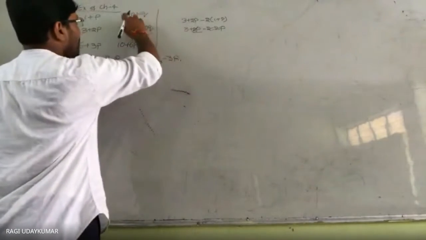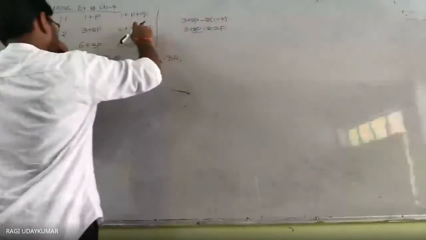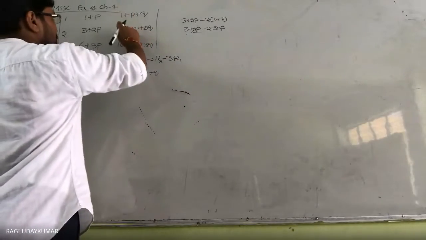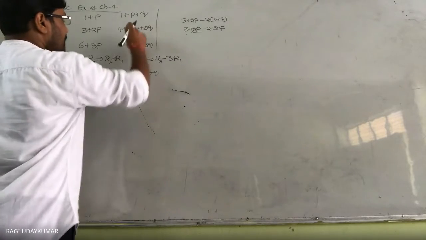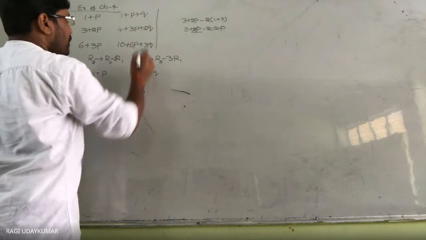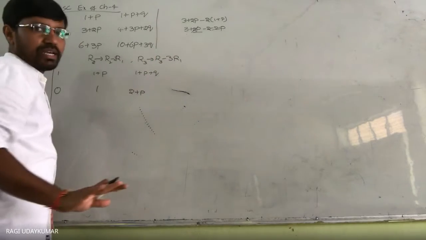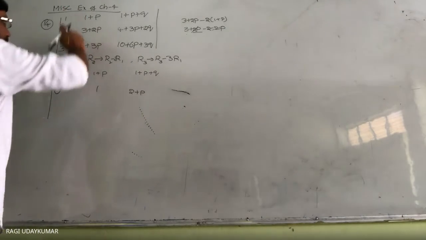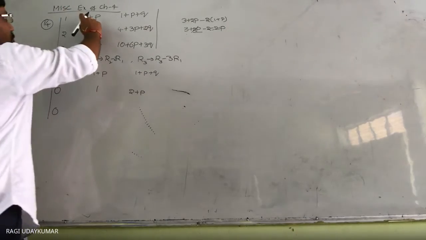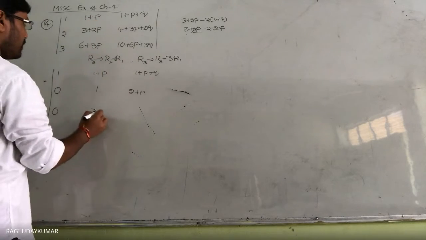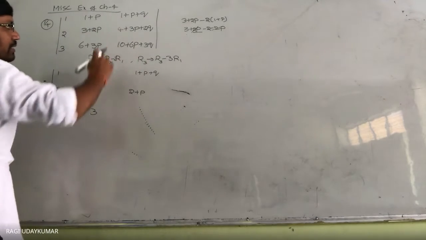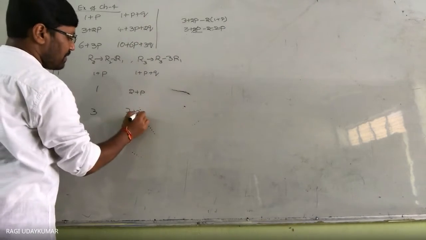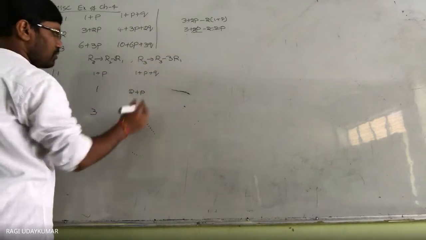Next, if you multiply this by 2 and subtract from this, can I write it directly? Multiplying by 2 means 4 minus 2, 2 will come. 3p minus 2p, p will come. 2q minus 2q, 0 will come. We are multiplying the first row by 3 and subtracting here. So 6 minus 3, 3 you are going to get. 3p minus 3p, 0. 10 minus 3, 7. 6p minus 3p, 3p. 3q minus 3q, 0.